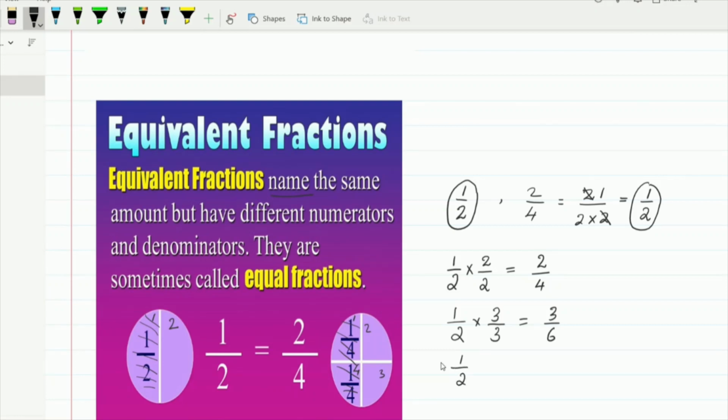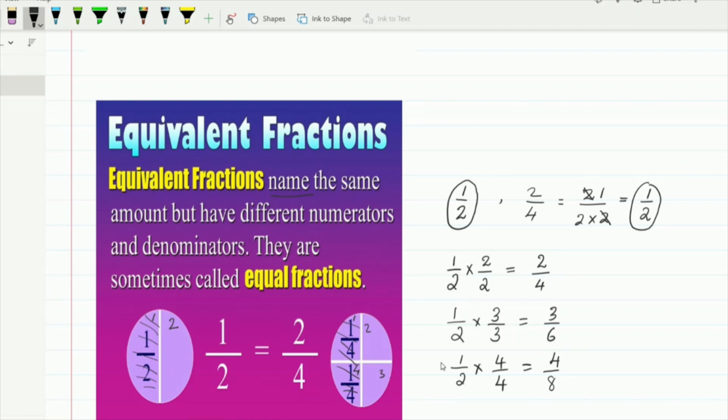Now 1 by 2 into 4 by 4. Any number we can multiply. It's not compulsory that you multiply by 2, 3 or 4. Any number if you multiply, then you will get the equivalent fraction. But whenever you are multiplying a number, be careful that you multiply both numerator and denominator by that number, and you will get the equivalent fraction. So 1 into 4 is equal to 4 and 2 into 4 is equal to 8.